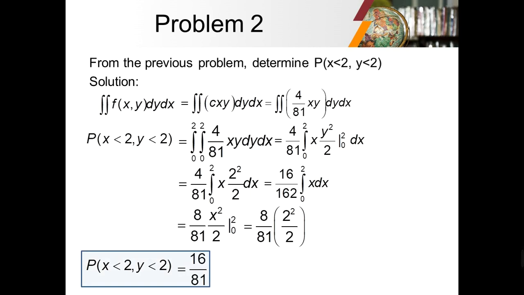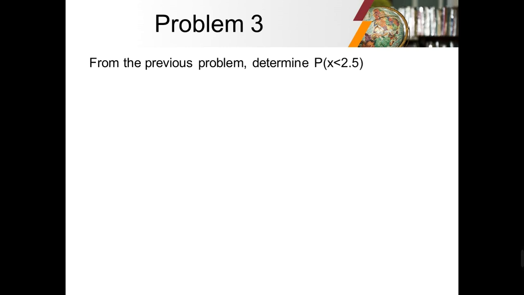Okay? Next, problem number 3. Again, from the previous problem, this time we are asked to solve for the, what is this? This is a marginal probability, kasi isa lang. So, pag marginal probability, as we have discussed, pagkuha nun is i-integrate mo lamang yung given na function in terms dun sa other variable. Dito, ang hinahanap natin ay probability that x is less than 2.5. So, ang gagawin natin dyan is mag-integrate tayo in terms of y.